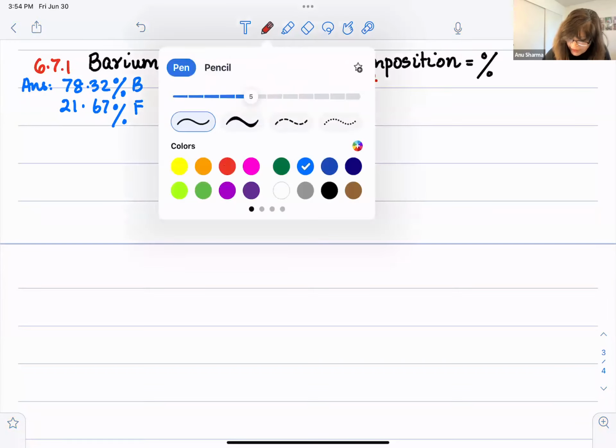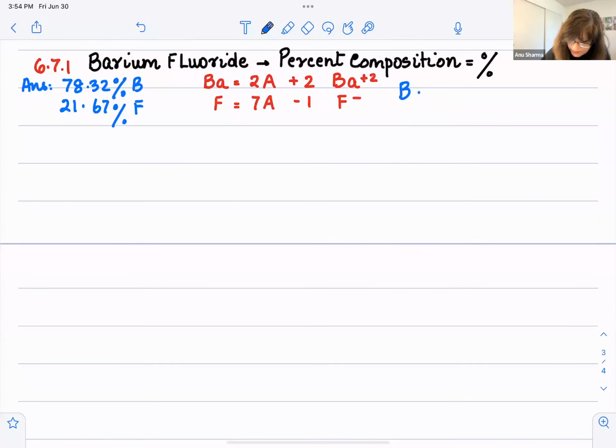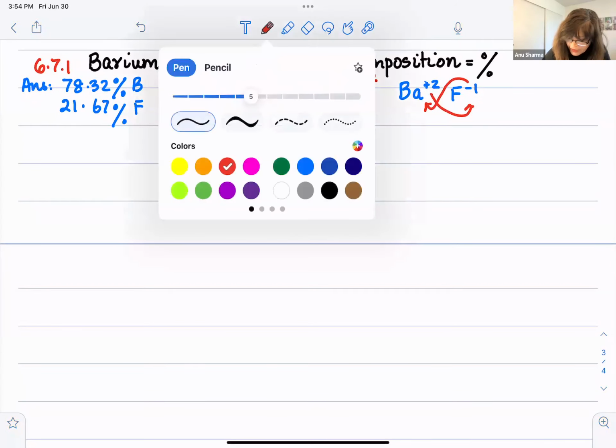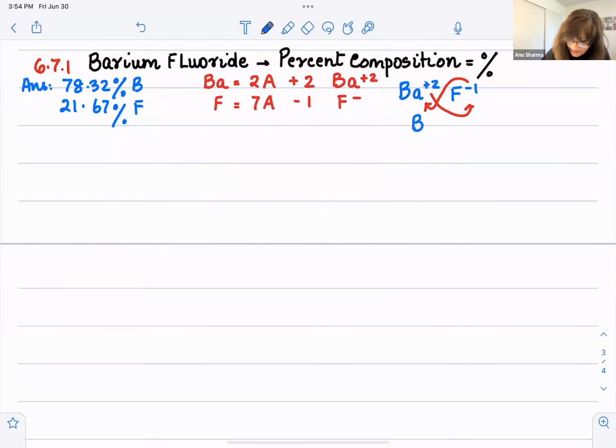So now you make the correct formula first of all. Ba is +2 and F is -1. When you crisscross, this number comes here and this number comes here. So what do you get here? You get BaF2. So there are 2 fluorines and 1 barium.